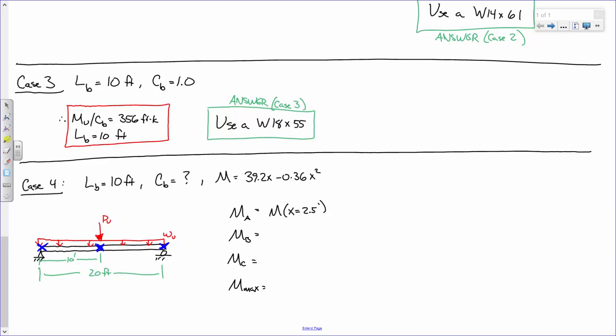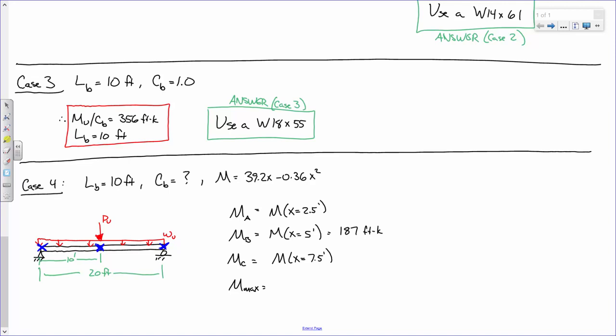So what about MB? Before we do any math, haven't we already computed X equals 5 feet before? It was 187. This one's going to be M at X equals 7.5 feet. And what about M max? What's M max going to be for this entire segment? Does anybody just know the value? 97. Ooh, is it?